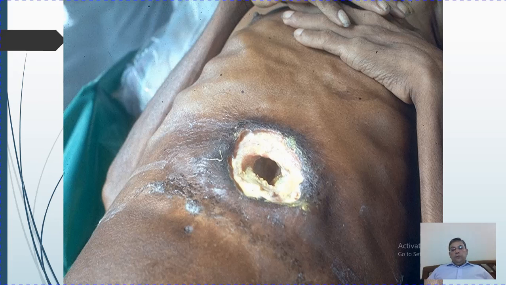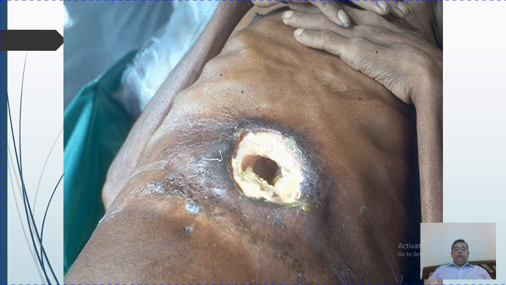Today we are going to talk about a very common condition of the liver. Just have a look at this photograph and think about which disease process can result in this kind of condition a patient is suffering from. Just for a moment think about it.